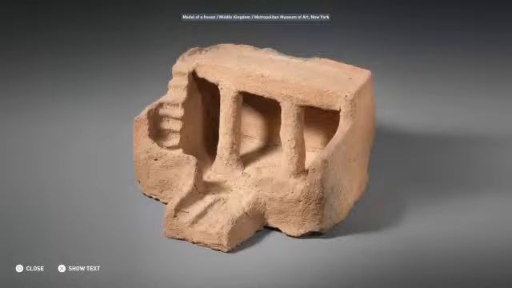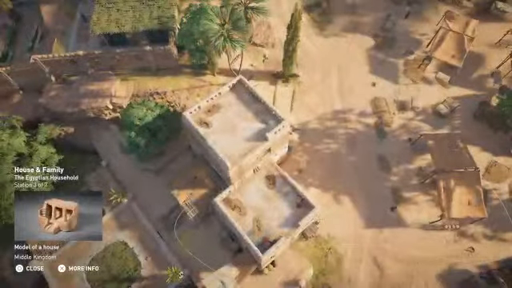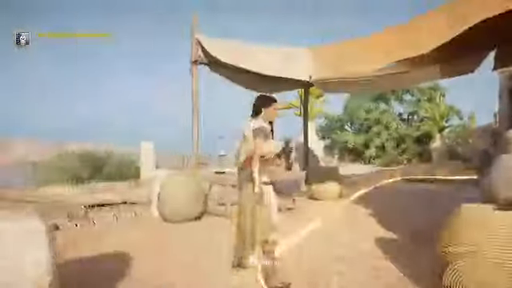As a model of a house, Middle Kingdom, Metropolitan Museum of Art in New York. And then we are going to go on to the next area.